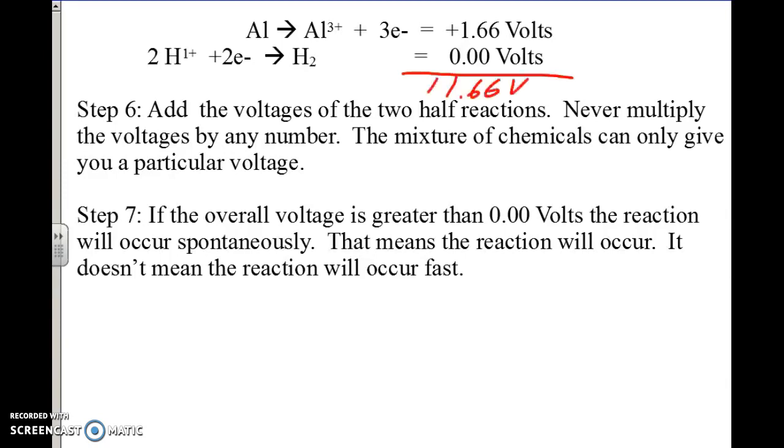1.66 volts. And it says add the two voltages of the half reactions, never multiply the voltages by any number. The mixture of chemicals can only give you a particular voltage. If the overall voltage is greater than 0 volts, the reaction will occur spontaneously. That means the reaction will occur. It doesn't mean the reaction is fast.